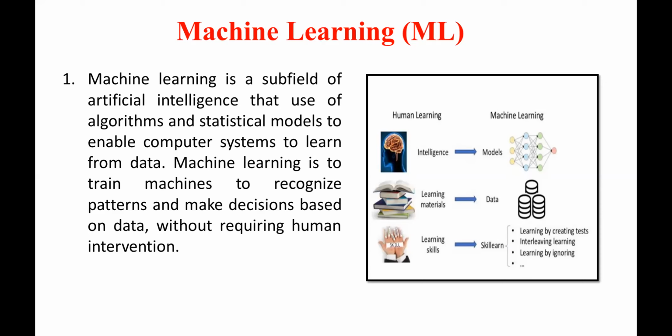In human learning, you learn material, but in machine learning, you use data. In human learning, you learn skills with your own hands, but a machine will use all your data and then give an interpretation of whether your isolated strain is a probiotic or not.